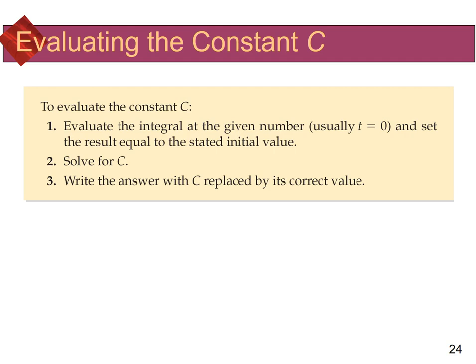To evaluate the constant c, you want to evaluate the integral at the given number, usually at t equals 0 or whatever the case may be. They'll tell you what that is. Set the result equal to the stated initial value. You solve for c. Don't always think it's a replacement. They say the fixed cost is this, or at time 0 it was equal to this amount. That's not always going to be what the arbitrary constant is.